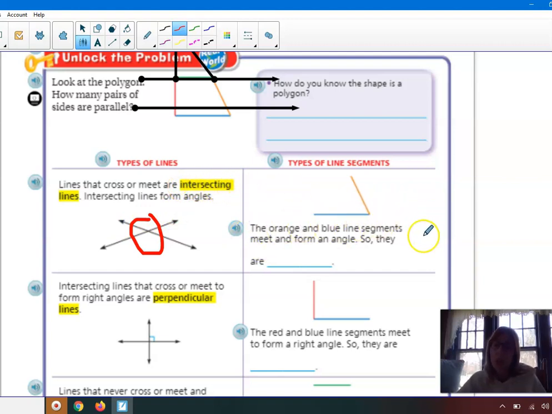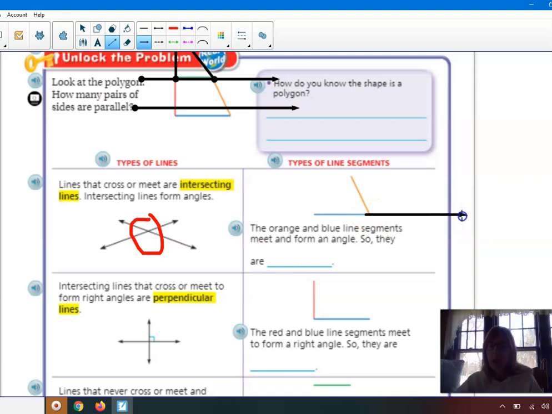Our next one is the orange and the blue line segments meet and they form an angle. So they are right here. So those are intersecting, because if I drew this line out again, you would see if I drew this line out and I drew this line out and I continued those lines on, they would intersect right here. Whereas up here, if we looked at this line and this line, they continue on and they are parallel. They do not intersect. They go right next to each other.